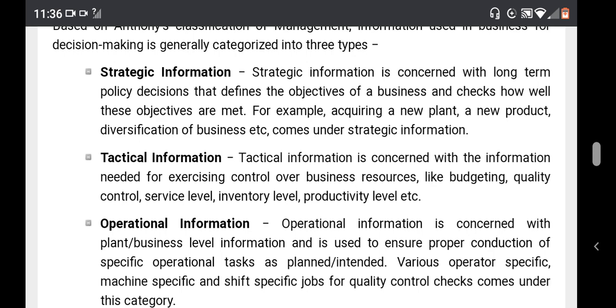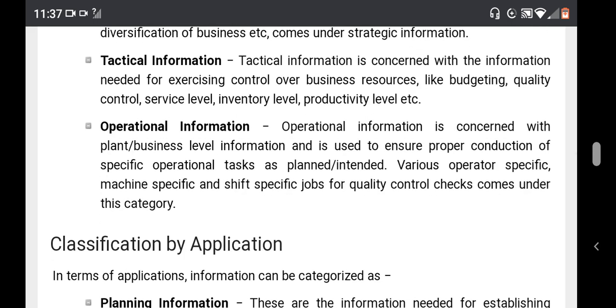The next one is tactical information. Tactical information is concerned with the information needed for exercising control over business resources like budgeting, quality control, service, inventory level, productivity level, etc. Operational information is concerned with plant, business, or level information used to ensure proper conduction of specific operational tasks as planned or intended. Various operator-specific machine shifts, jobs for quality control checks come under this category. So, ginagamit ito for company operations, for example.